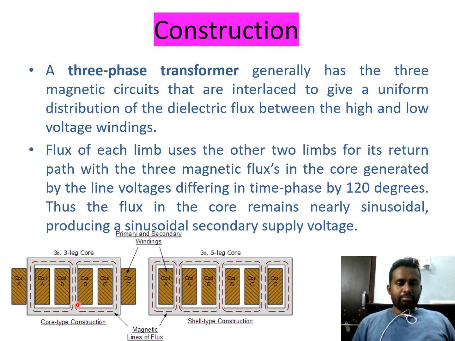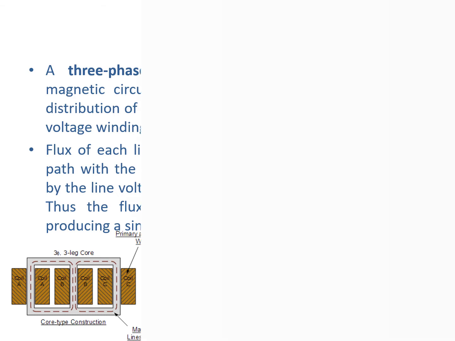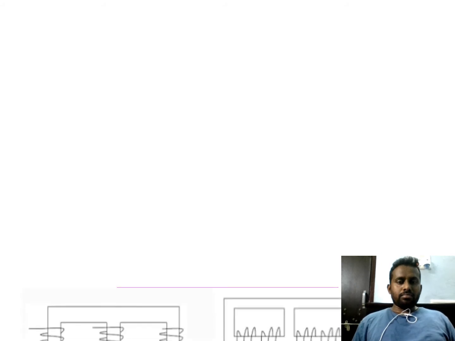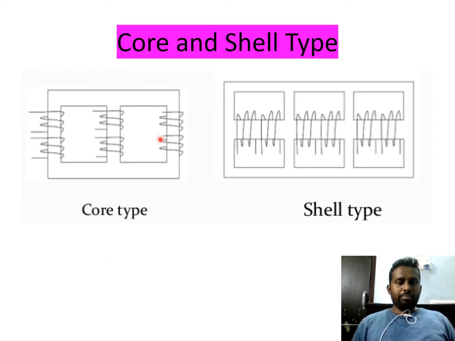This is the core type and this is the shell type, and these are the primary and secondary windings. This is a core type transformer, this is a shell type 3 phase transformer, and the windings are shown.